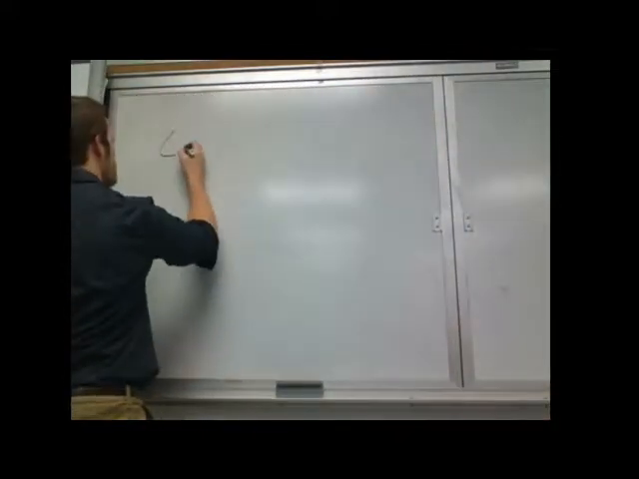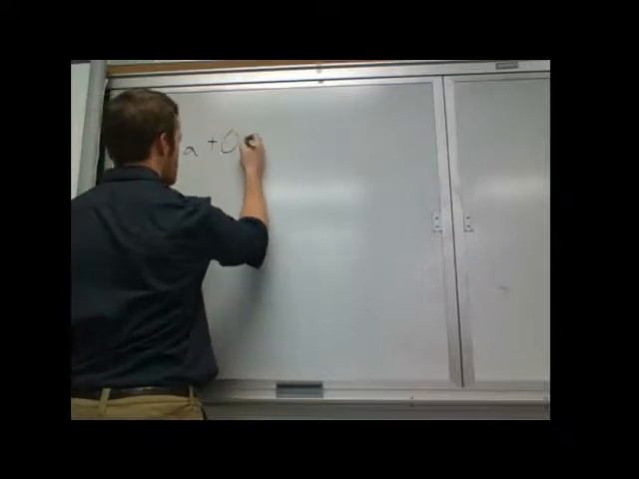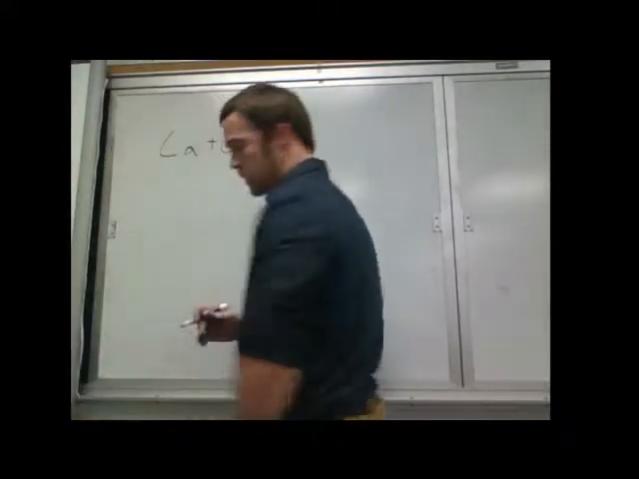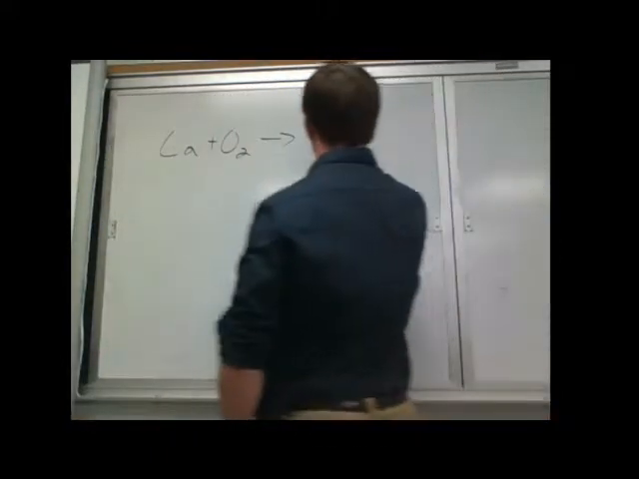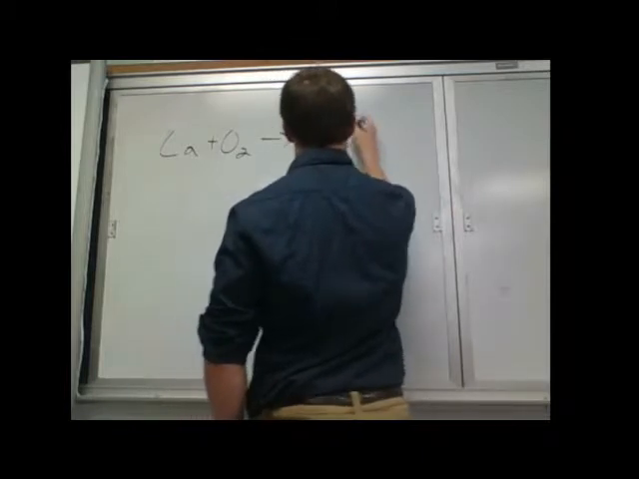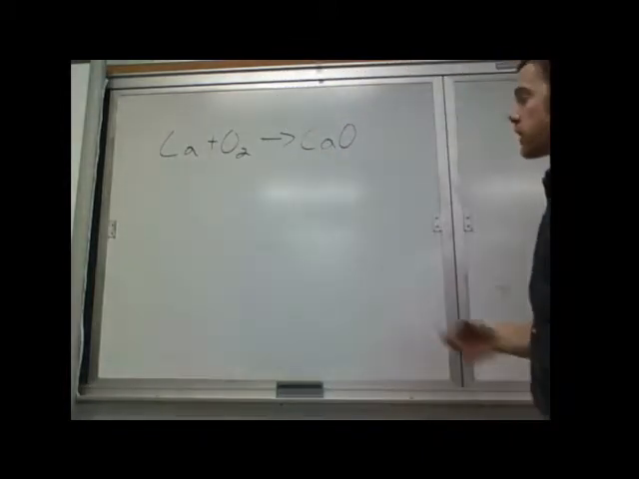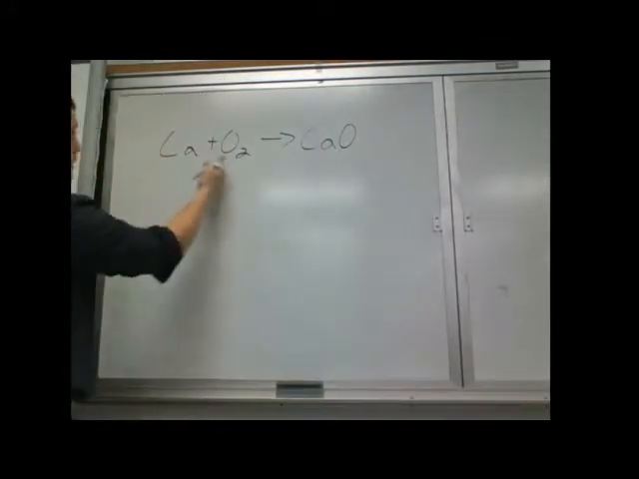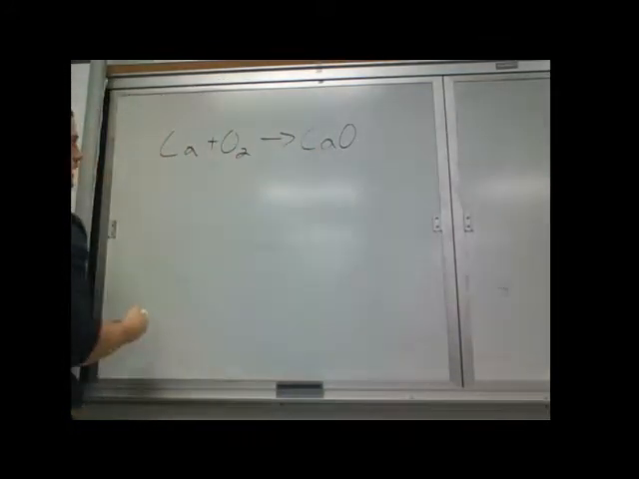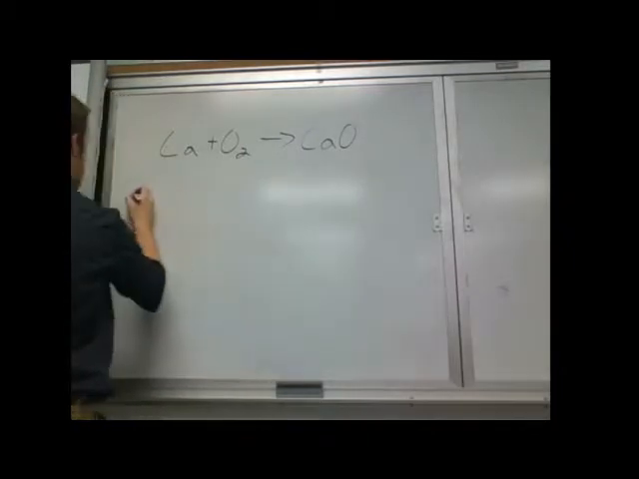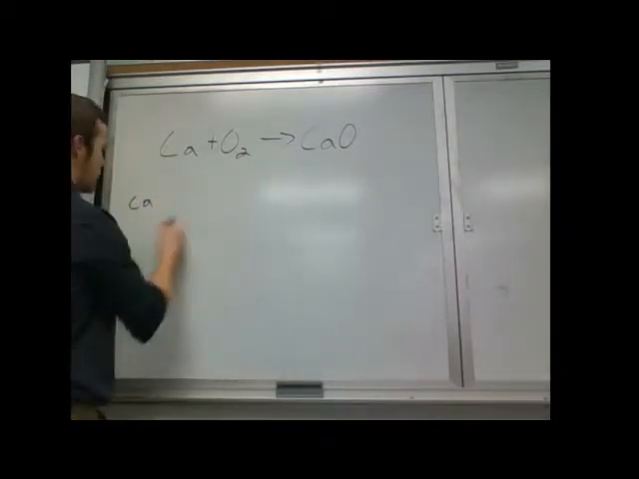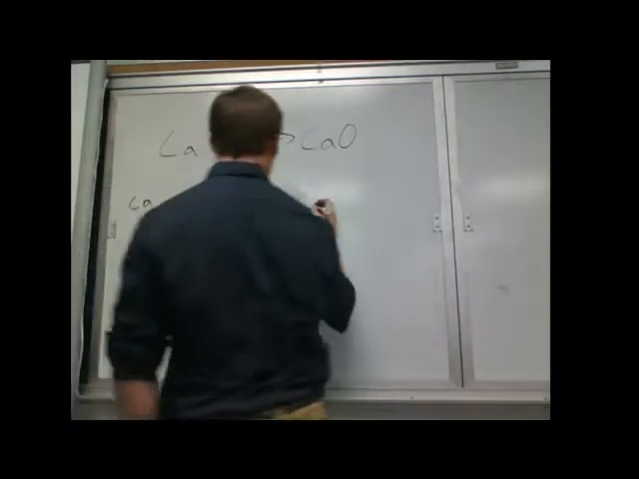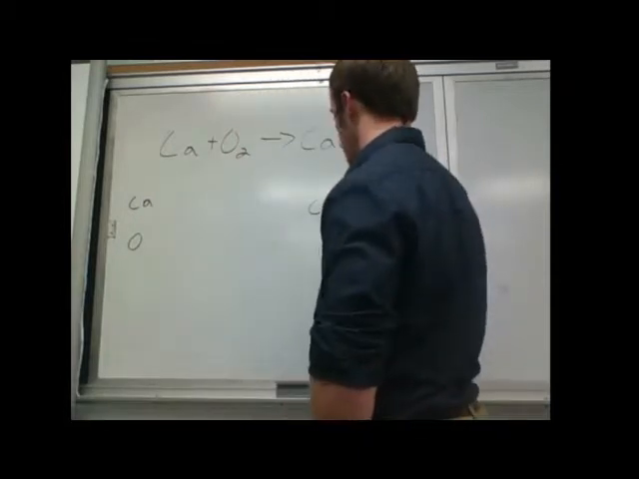So the first example here we have calcium, so Ca plus oxygen, O2, producing or yielding calcium oxide. So to show the conservation of mass, what we want to do is we want to have equal numbers of each of these elements on both sides. So what I like to do is keep a tally of each element involved. So we're going to look at calcium and we're going to look at oxygen.